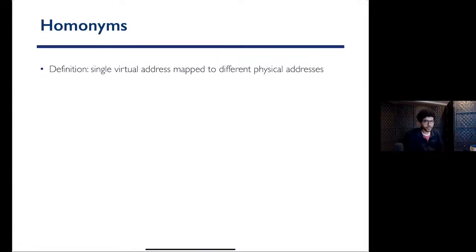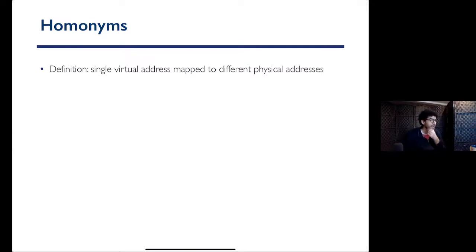This could happen very frequently, right? Because each process has its own virtual address space. So they're going to use the virtual addresses in their virtual address space from 0 to whatever. So they could both have the same virtual address, but then they're mapped to different physical addresses.